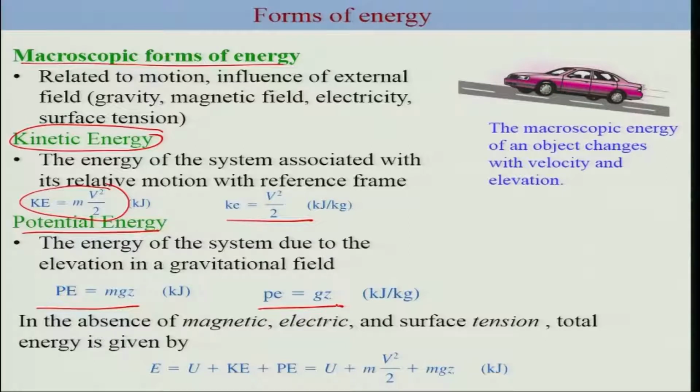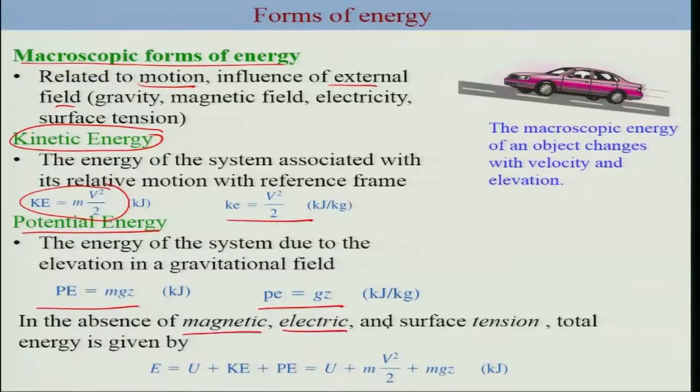So the macroscopic forms of energy are simply related to motion and influenced by the external field. That could be not just gravity when we talk about elevation, but could be magnetic, could be electricity, could be surface tension, okay. So if the magnetic, electrical, and surface tension forces or external fields are absent, then the total energy of the system would be the internal energy, which is microscopic, plus the macroscopic ones, which are kinetic energy and potential energy, okay. So this is the expression which you're going to write.